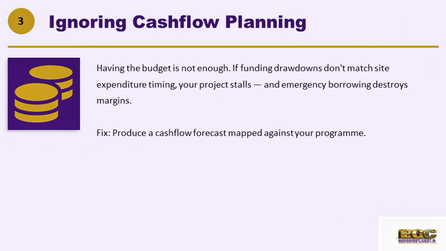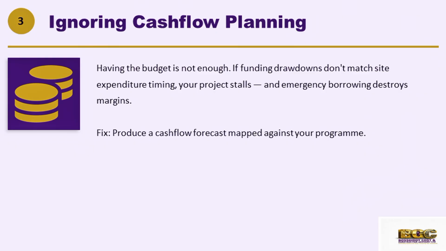For example, most developers make use of borrowed funds, loans, and the rest. And in fact, in the middle of the project, cash stops flowing and the project gets stuck, because most developers have the budget, but they run into a cash flow crisis in the middle of the project. Why? Because the timing of expenditure on site does not match the timing of their funding drawdowns. This causes delay, penalties, and in some cases emergency borrowing at terrible rates. So a proper cash flow forecast mapped against your program tells you exactly when money needs to be available, so you will never find yourself in a position where the project is stalled because of a funding and timing gap.